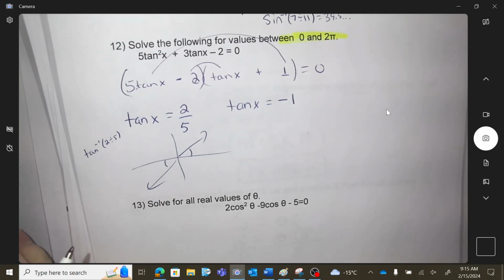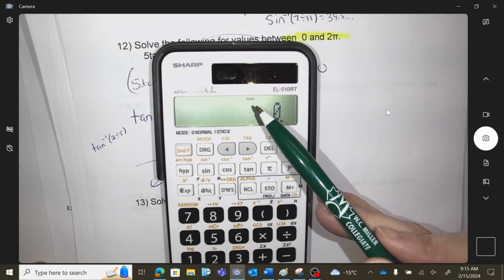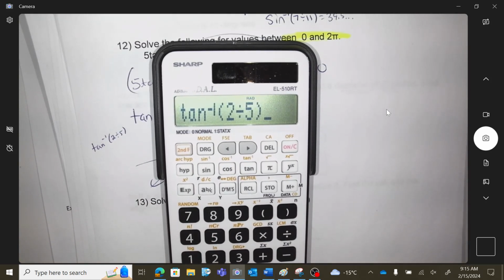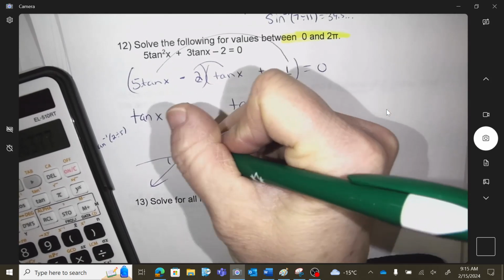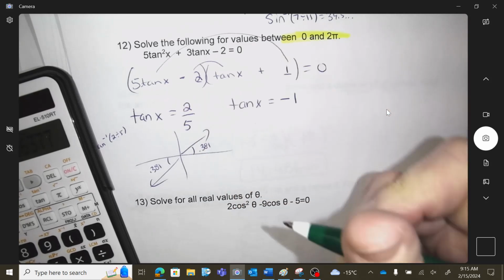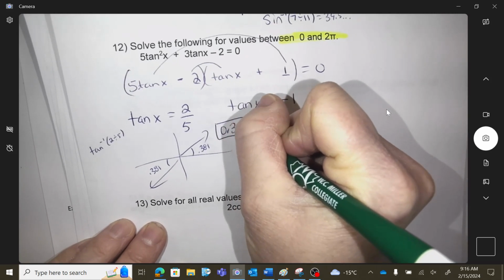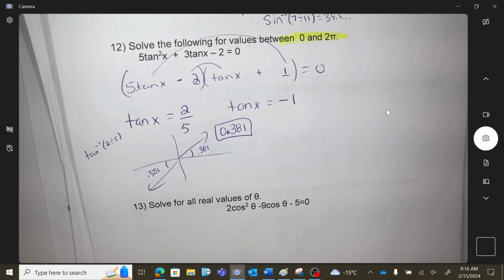Give me a tan inverse, and what are you doing before you do that though? You have to switch your mode. You gotta be in radians. Inversing, radian mode. .3805. So that one is just 0.381.